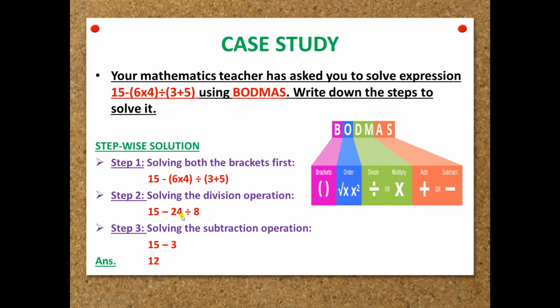Okay, so now first divide 24 by 8. What you will get? 8 3s are 24, so the answer will be 3 here, and simply copy it down. Now the final step is step 3, solving the subtraction operation, that is 15 minus 3, and the answer will be 12.